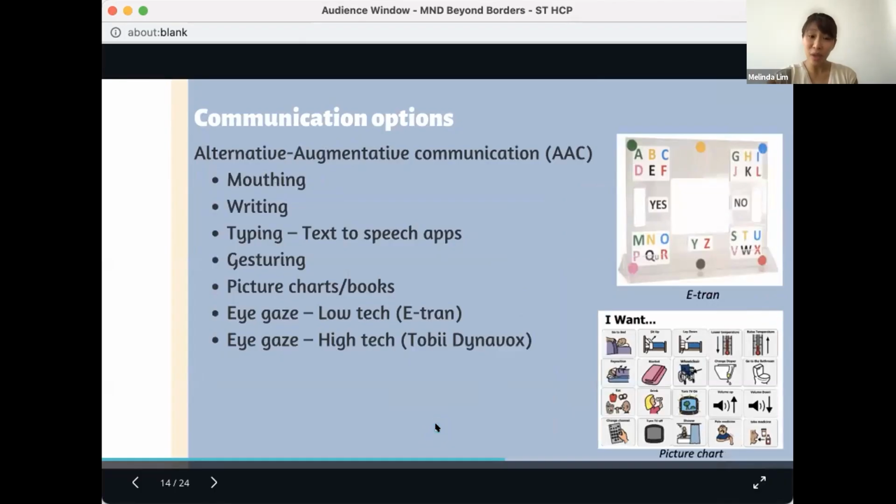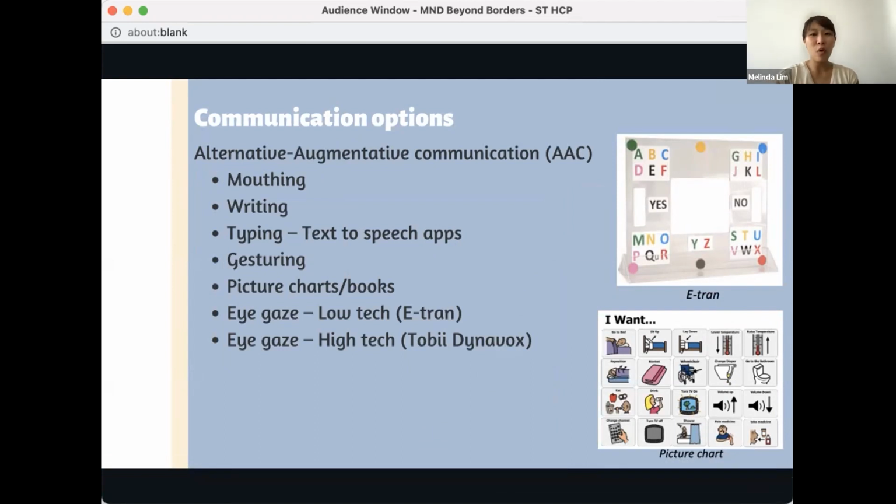So moving into other communication options. We have a whole range of what we call alternative and augmentative communication devices, AAC for short, because it is a huge mouthful. If you look at alternative, it means that if you're finding it hard to communicate via speech, then we find you an alternative way. Something augmentative would be something to supplement what you are already doing.